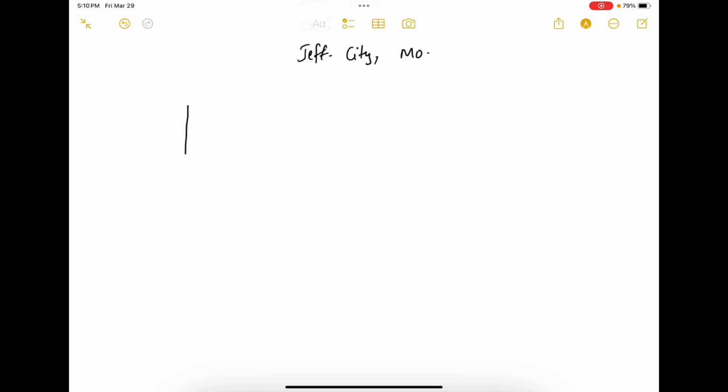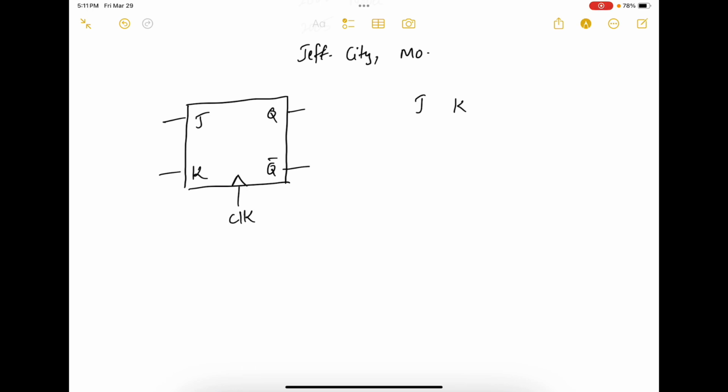First, the symbol for the JK flip-flop has input J, input K, Q, Q prime, and input clock. Let's see how this works. So input J, input K, Q, and Q plus. So let's take the 8 combinations.